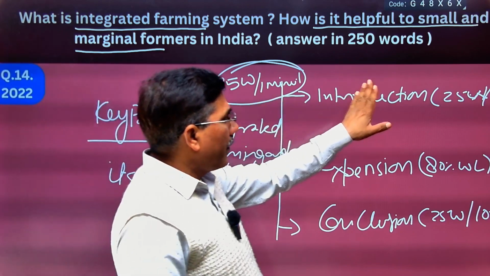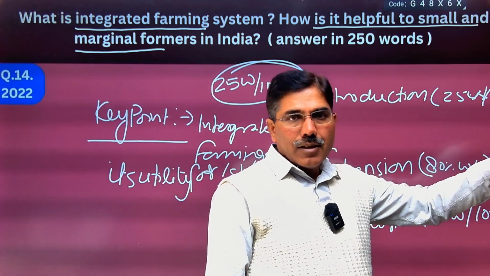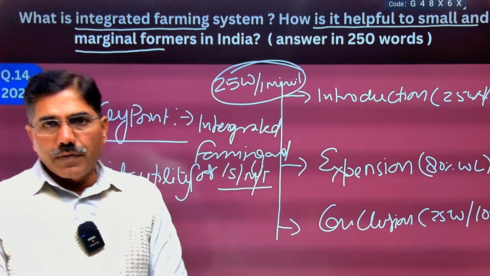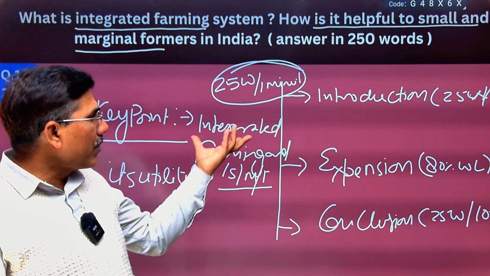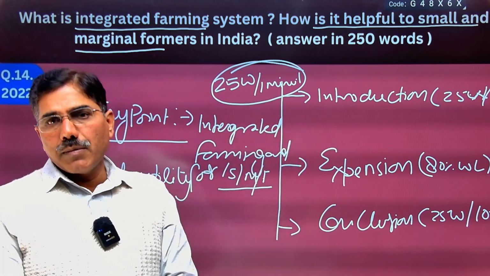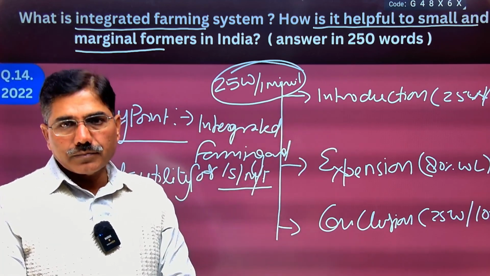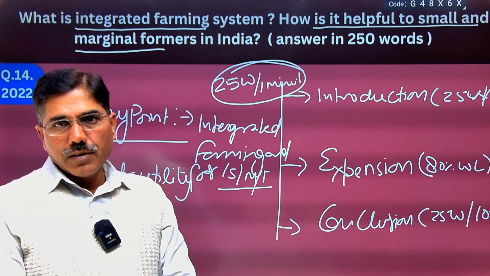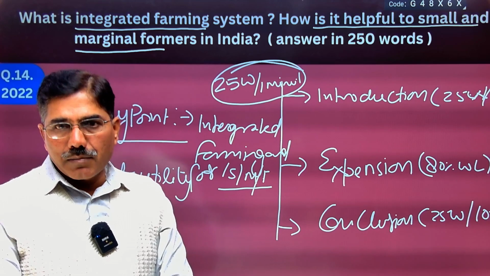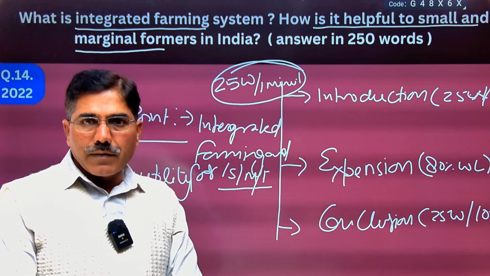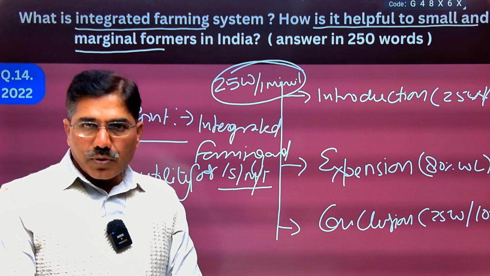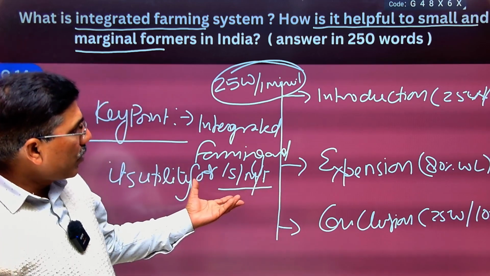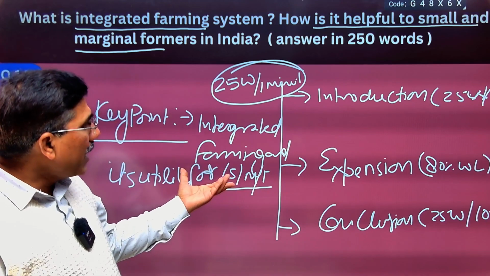Introduce yourself within 25 words, keeping in view the basic problems of a marginal and small farmer and how integrated farming will help these farmers. The basic problem is what? Lack of investment fund. The second problem? Lack of income. The third problem? Disguised unemployment. The fourth problem? Environmental hazards, low productivity of soil, high cost of production. All these kinds of problems prevail with the marginal and small farmer.